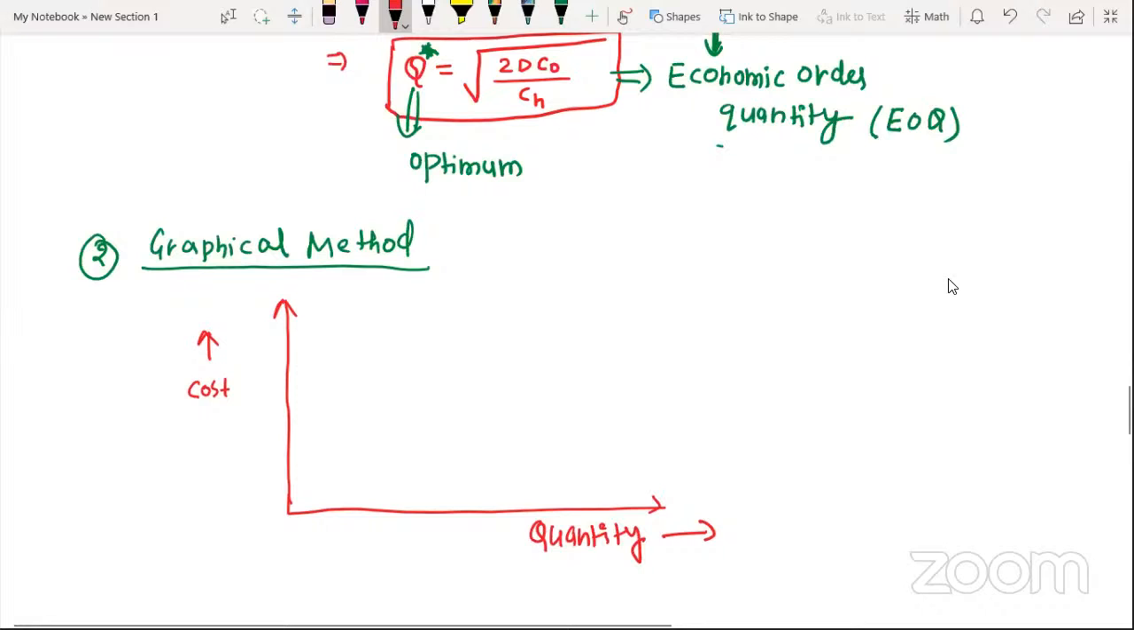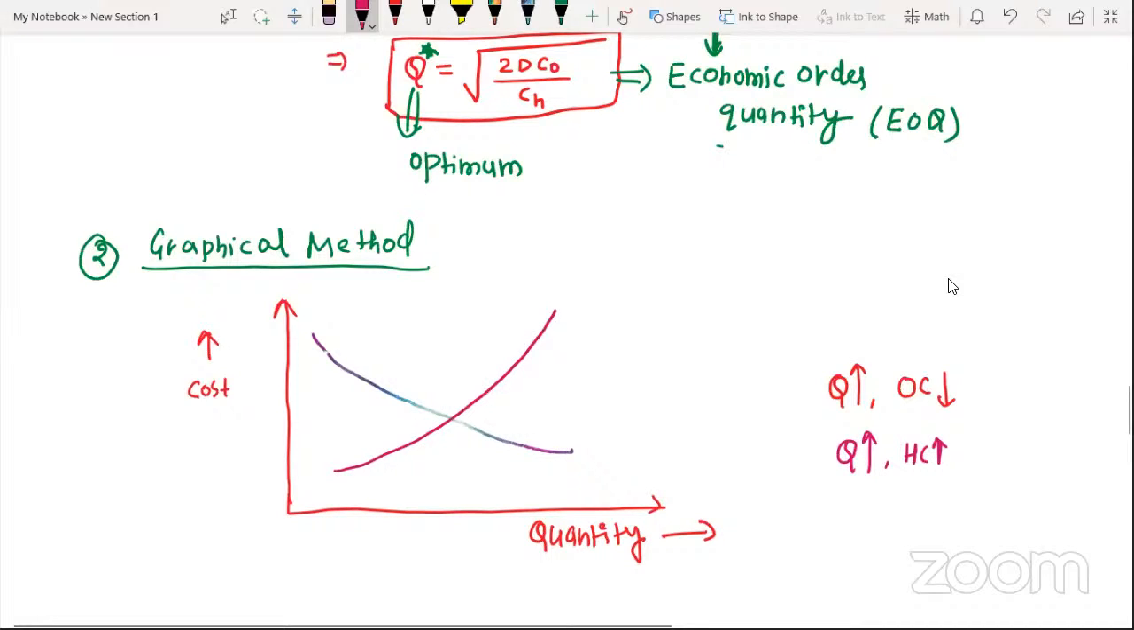So just see here, if you are going to increase the value of Q, that is quantity, your ordering cost will decrease. So if you plot the graph of OC, it will decrease like this. And by increasing the value of quantity, your holding cost is going to increase. So this graph represents holding cost and this graph represents ordering cost.